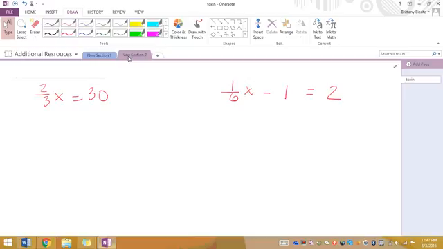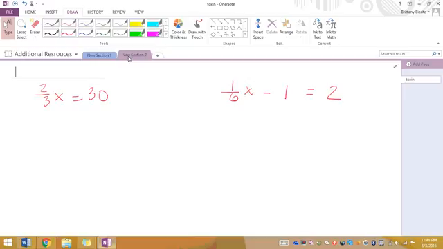Looking at the first one here, I know that my variable is x. It is not by itself. It is being multiplied by 2/3. So we would, of course, have to do the opposite, which is to divide by 2/3. Is it possible to divide something by 2/3? Have we learned at any point this school year how to take any number and divide it by 2/3?